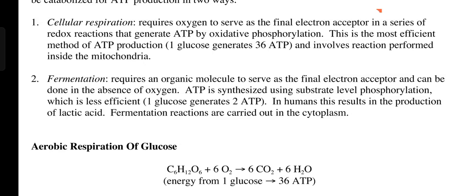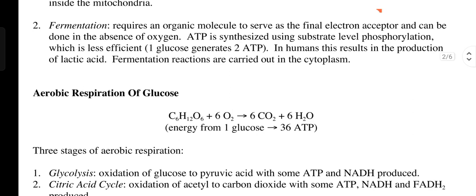Number two, fermentation requires an organic molecule to serve as the final electron acceptor and can be done in the absence of oxygen. ATP is synthesized using substrate level phosphorylation, which is less effective, as one glucose generates 2 ATP. In humans, this results in the production of lactic acid. Fermentation reactions are carried out in the cytoplasm.